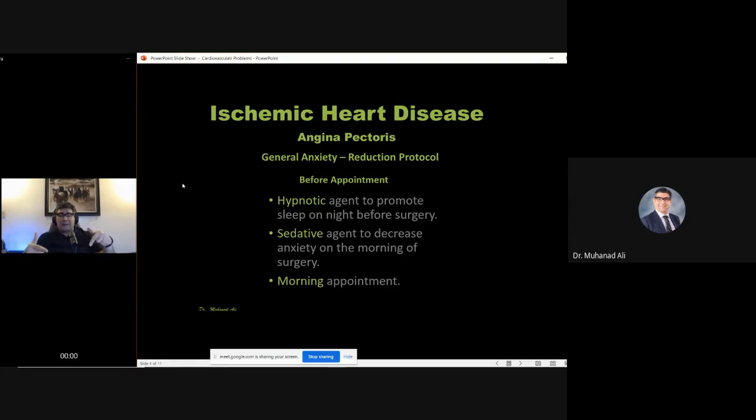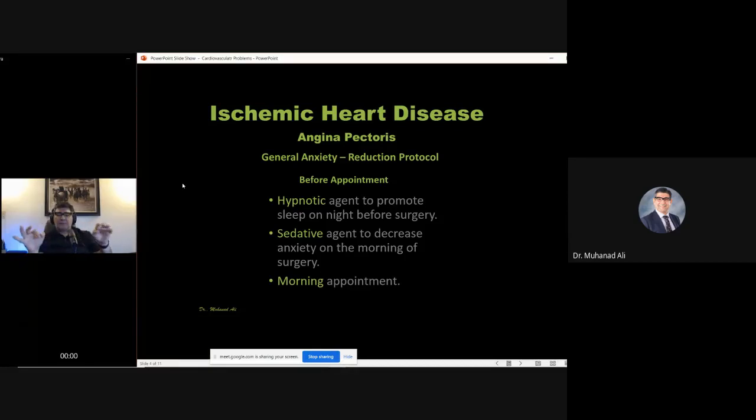At the same time, on the same day of surgery, you have to sedate your patient. Most of them like sedation too. Preoperative, the night before the day of surgery, some kind of hypnotic, some kind of sleep aids, مساعدات النوم, diazepam, sleep aid pills. So in general, think about that one day before surgery.